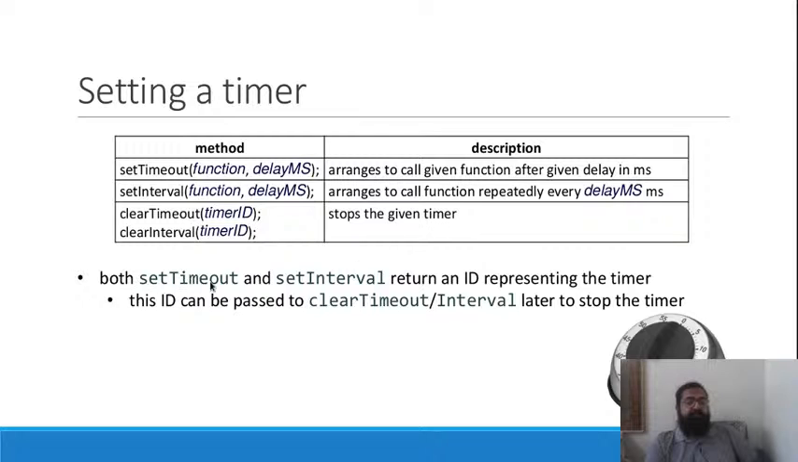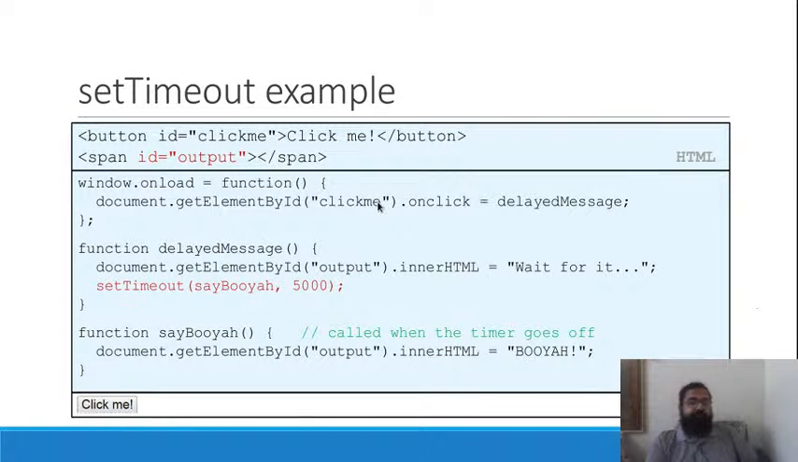Both setTimeout and setInterval return an ID representing the timer. This is the timer ID returned by the functions setTimeout and setInterval, and you are going to use that particular ID to clear the timeout and clear the interval. So this ID can be passed to clearTimeout and clearInterval later to stop the timer. So this is an example for setTimeout. Do I need to explain it, or can you just go through it for a moment?